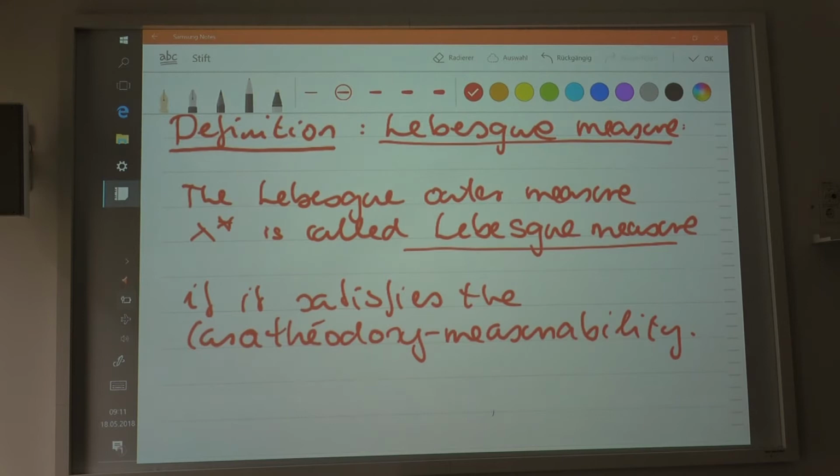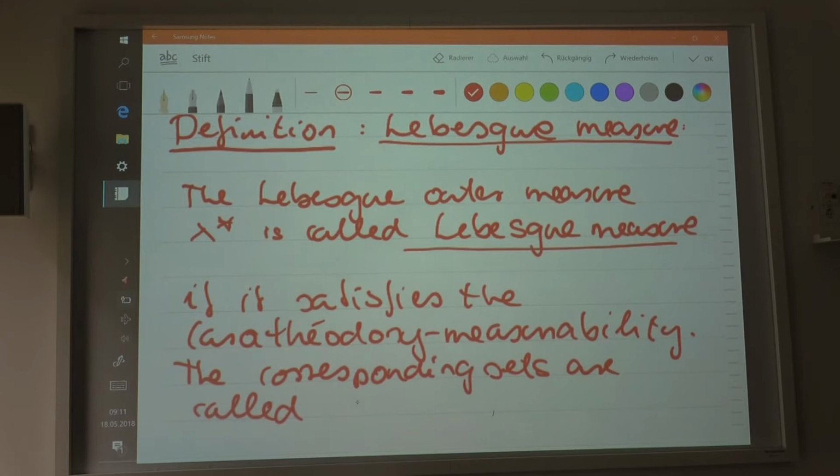And the corresponding sets are called Lebesgue measurable sets, so we have that as well. The corresponding sets are called Lebesgue measurable.